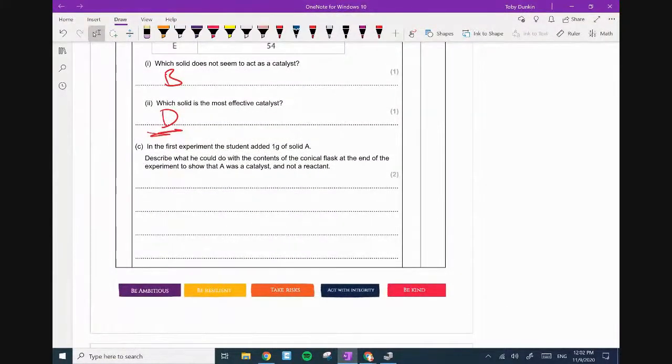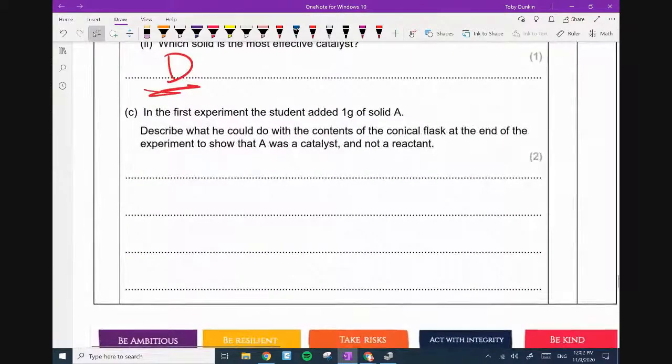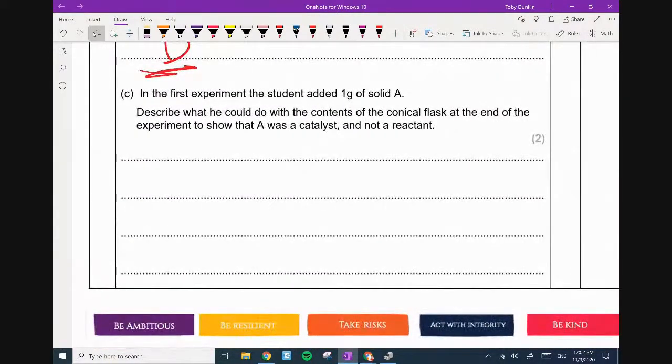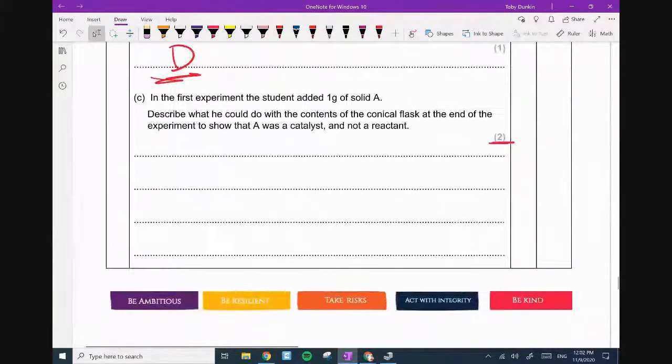In the first experiment, the student added 1 gram of A. This is the question which most students have lost their marks on. So lots of people got high grades in this, but loads of students got this wrong. 2 marks. Now, can I just point out, I've been very generous on this question, and I probably should actually take marks off people. But the answer is, so hang on a minute, catalysts aren't used up. So what you should have done is, so it says, describe what he could do with the contents of the flask at the end of the experiment so that A was a catalyst. So they would filter the contents.